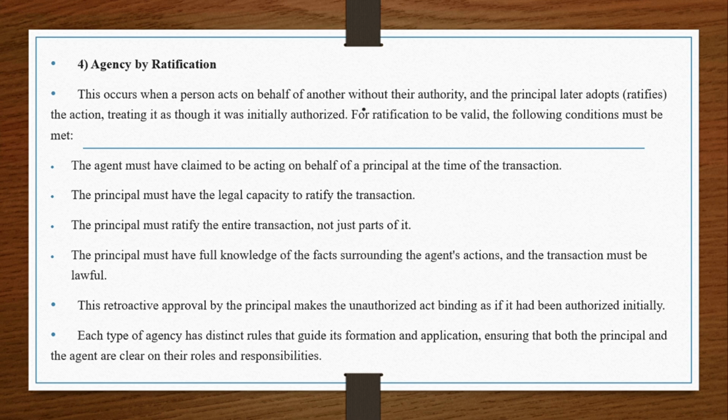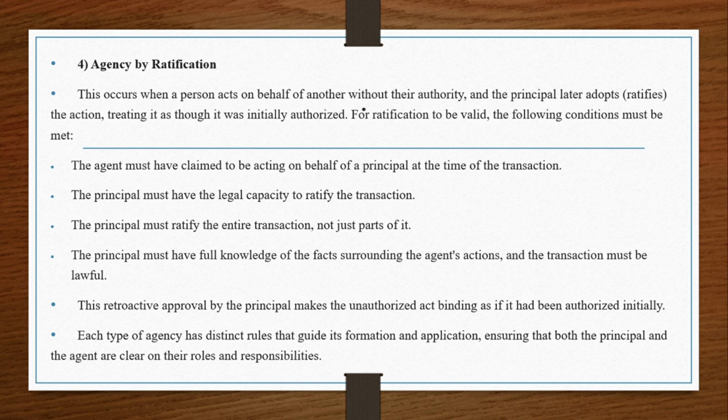So for ratification to be valid, the following conditions must be met. First is that the agent must have claimed to be acting on behalf of the principal at the time of the transaction. So the agent must have stated that they're acting on behalf of someone else. Then the principal must have the legal capacity to ratify the contract or the transaction. They must be 18 years and above, of sound mind, etc.